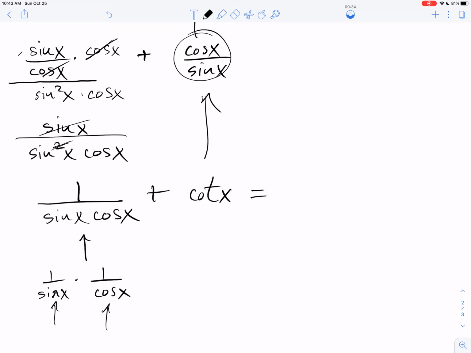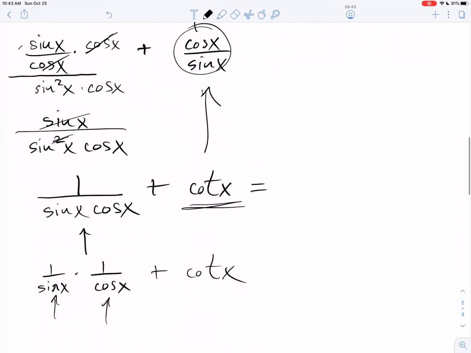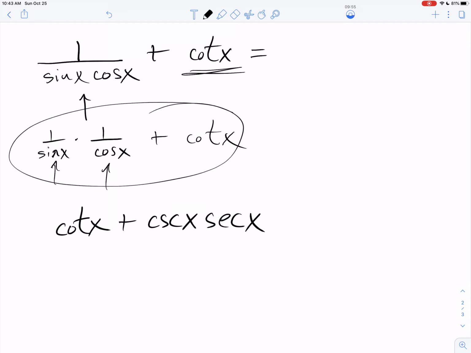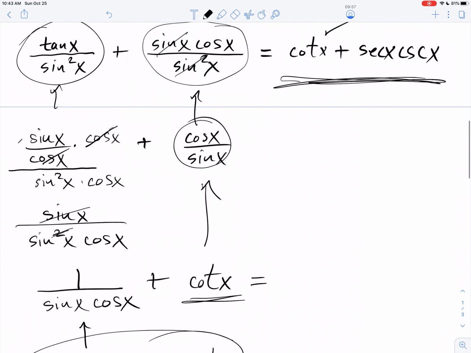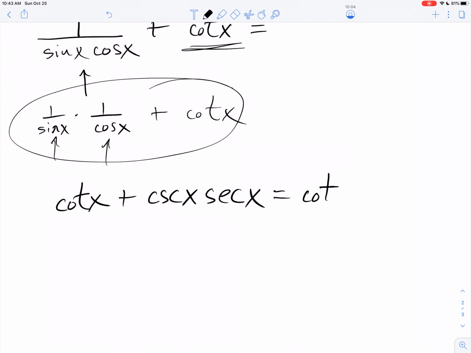So what do I really have? I have a cotangent x plus secant times cosecant. Well, heckaroo, that's what I'm supposed to have. Cotangent x plus cosecant x times secant x is what this says right here. And that happens to agree with this part right here. This is how it's written in the book. They wrote this.